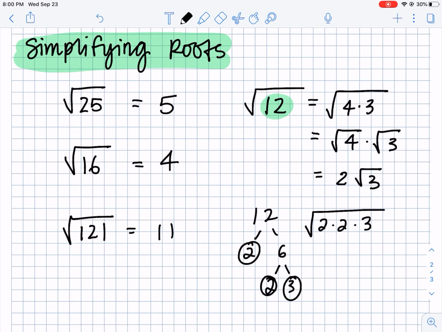And since we're talking about square roots, we're looking for pairs of numbers. And so we'll go, oh, well, that's 2 squared. So we would have 2 squared times 3, the square root of that, which would give us, what do you think, 2 root 3. Now, either approach is fine. If you happen to see the perfect square first, then it's a little bit faster, but it's no problem to break it down.